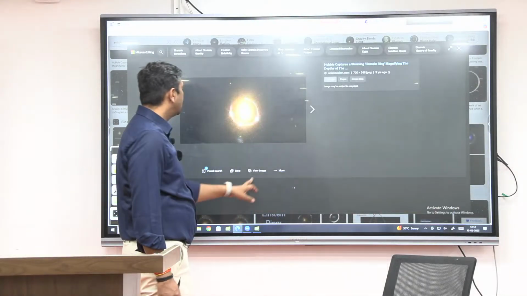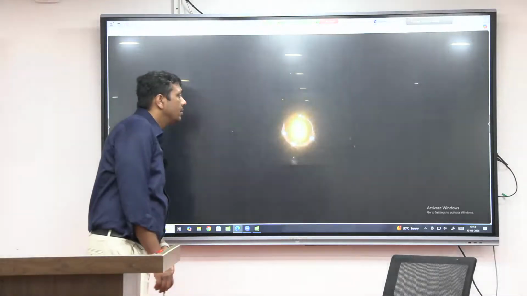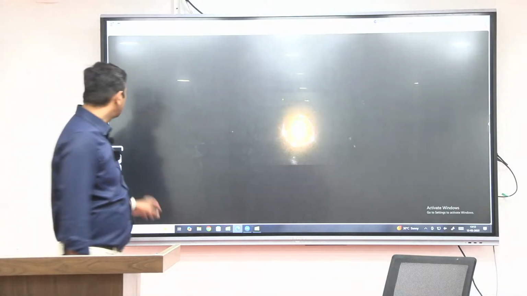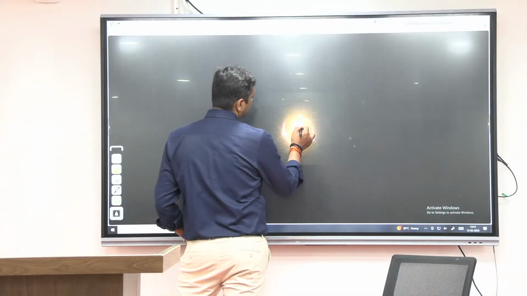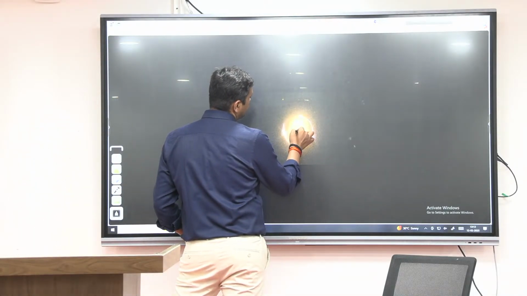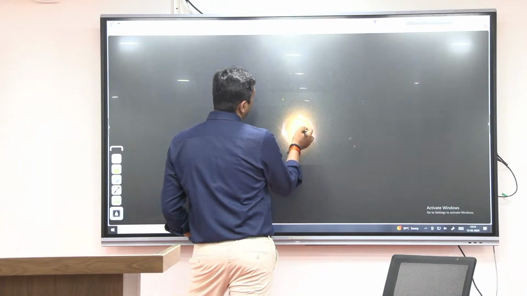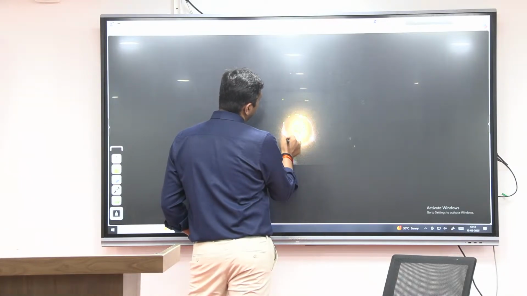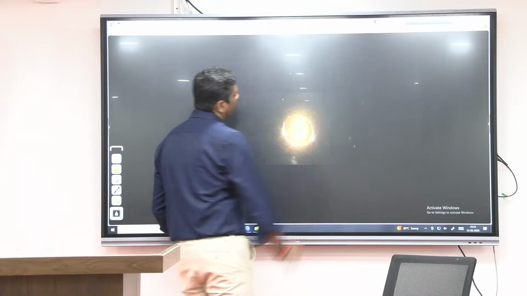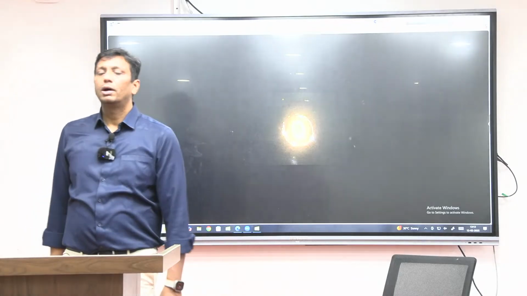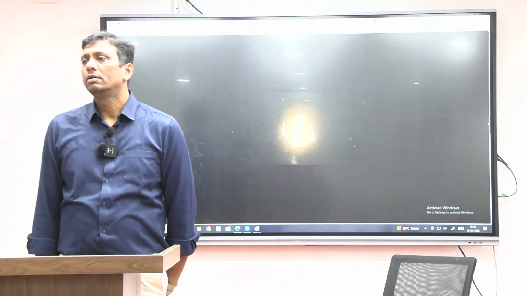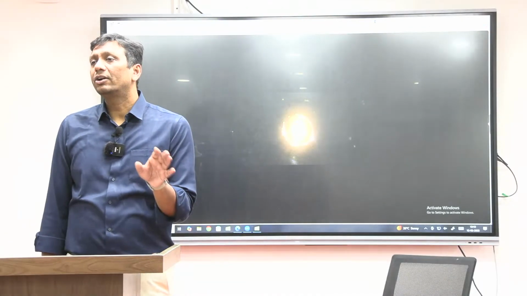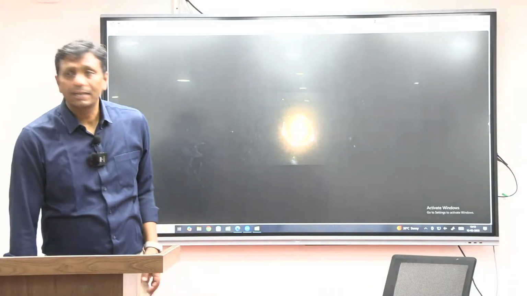Any picture I can open. Okay, it's a sun. Actual sun is here, but in the surroundings, some ring kind of structure is going to form. Understood or not? Can you understand the picture? Why it happened, that I'm discussing, guys.